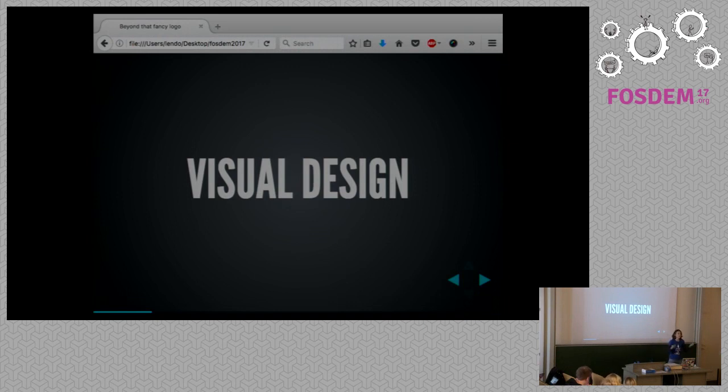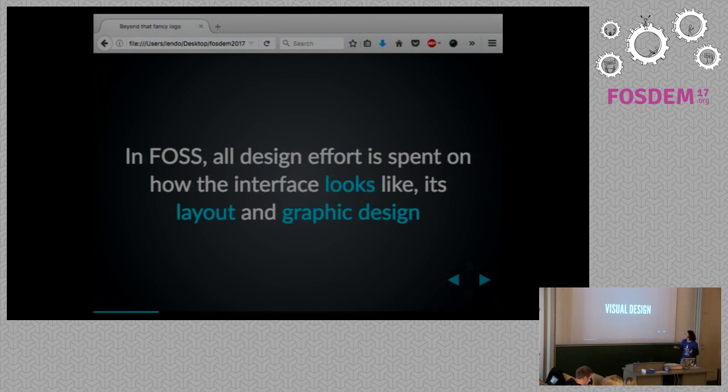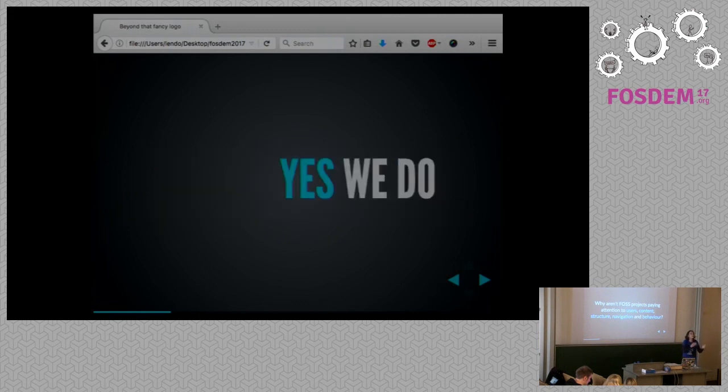So designers in open source are spending the bulk of their time looking into how the interface looks like, the layout, and the graphic design. The question is, why aren't free and open source projects paying attention to the users, the content, the structure, the navigation, and the behavior of our software? Why are we not looking into the non-visual aspects of software design?